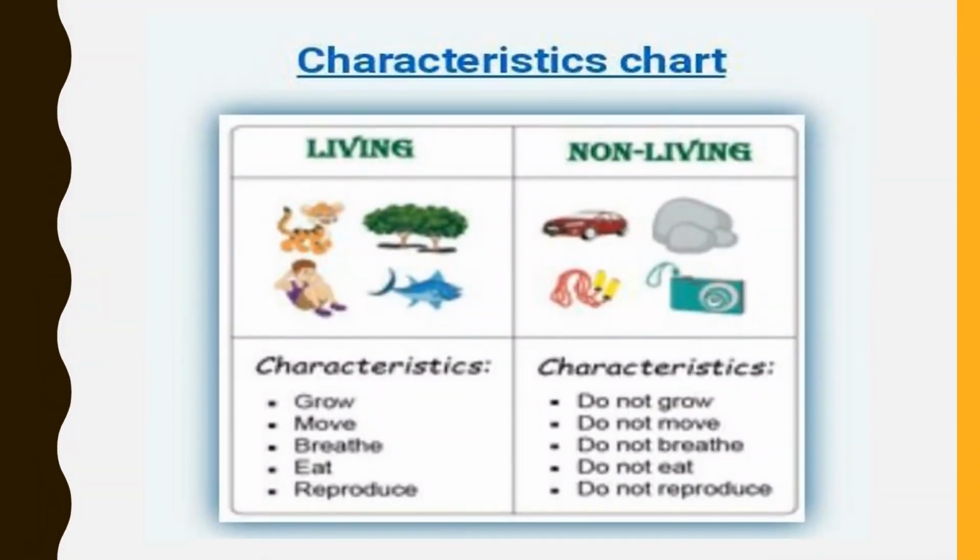How do you identify living things and non-living things? Living things grow, move, breathe, eat, and reproduce, and non-living things do not grow, do not move, do not breathe, do not eat, and do not reproduce.